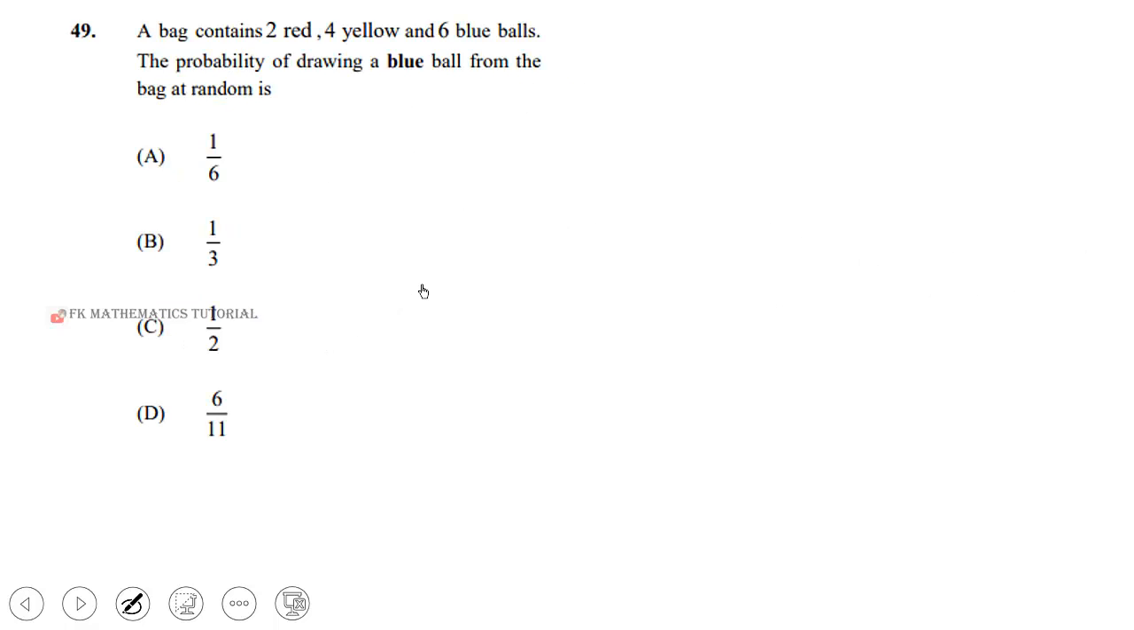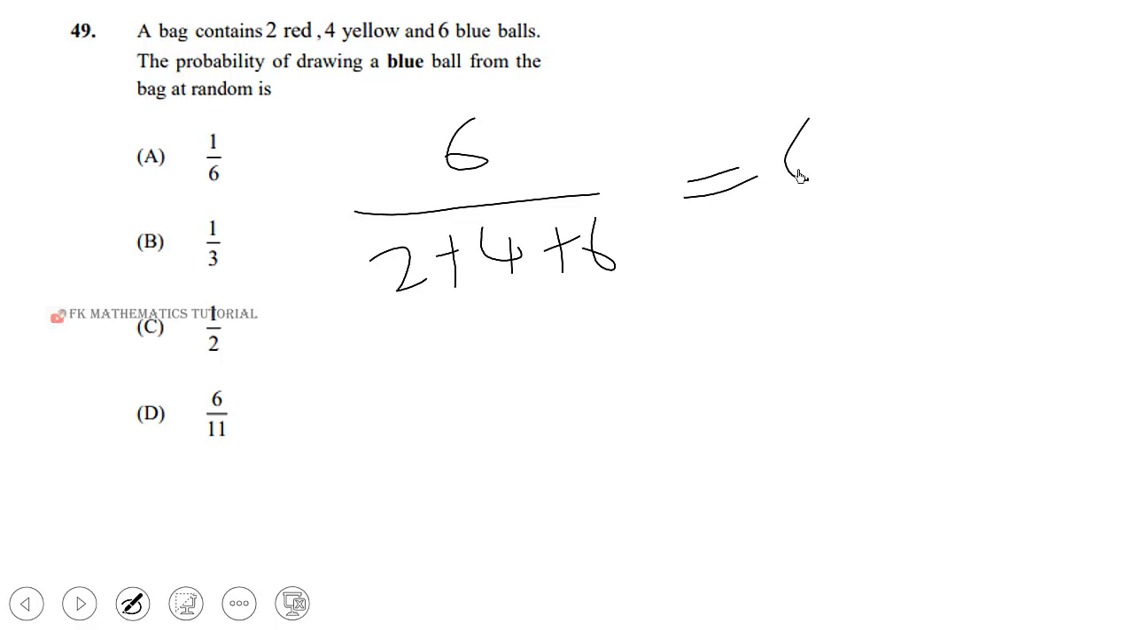A bag contains 2 red, 4 yellow, and 6 blue balls. What is the probability of drawing a blue ball from the bag at random? So 2 red, 4 yellow, and 6 blue. So 6 over 2 plus 4 plus 6, which is 6 over 12. That will give you 1 out of 2.